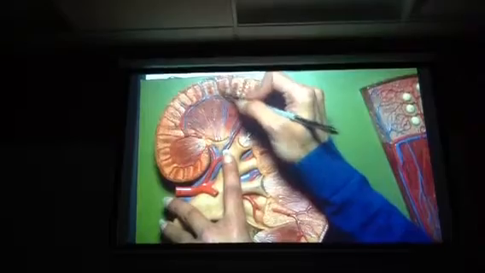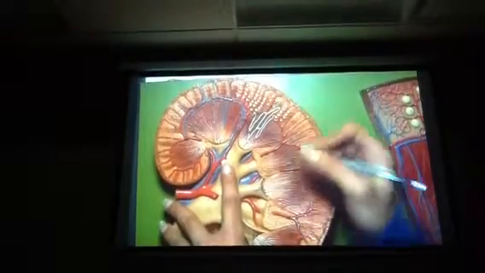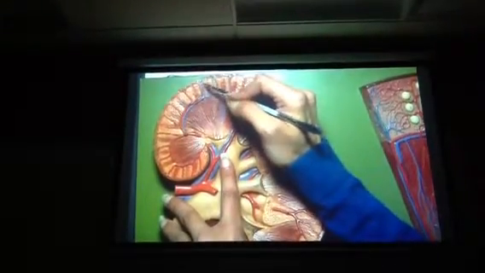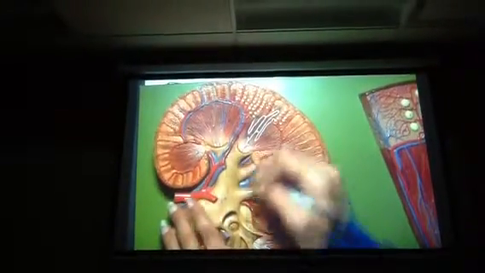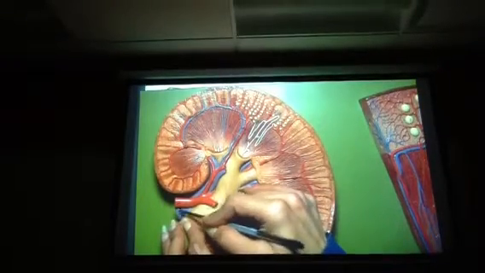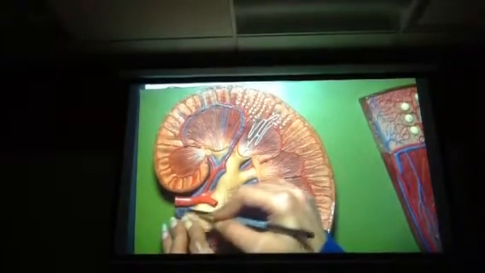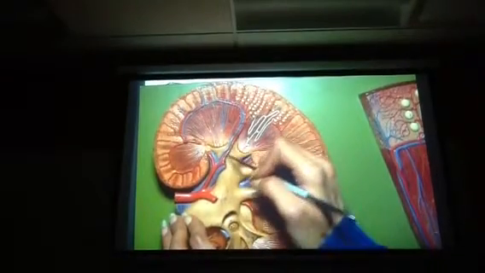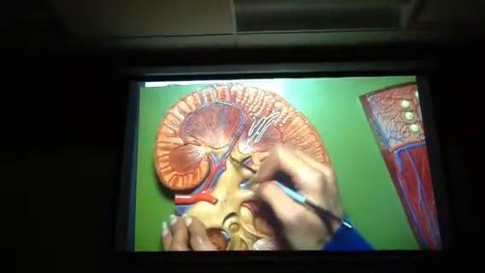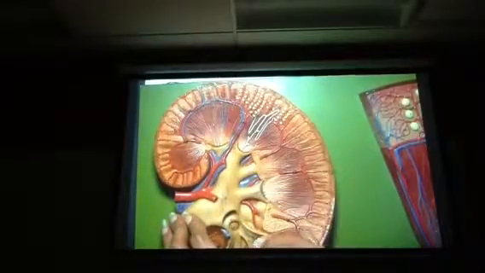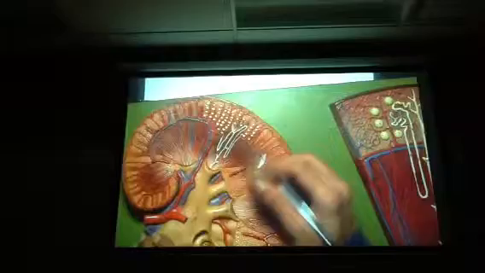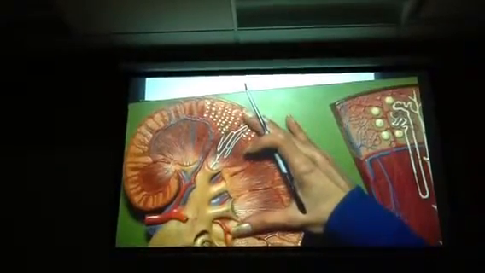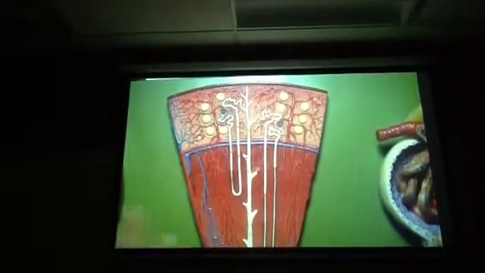Interlobar, interlobular, okay? Same thing with the veins. Interlobular vein, arcuate vein, interlobar vein, and that goes straight to the renal vein. So there's no segmental vein. There's only a segmental artery. Got it? Okay, now we're going to take one lobe and blow it up and take a look at it. So here's one lobe.